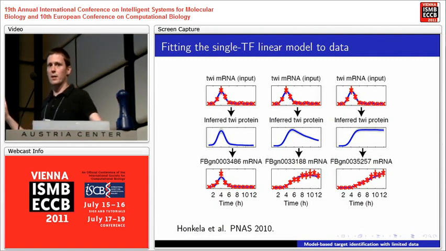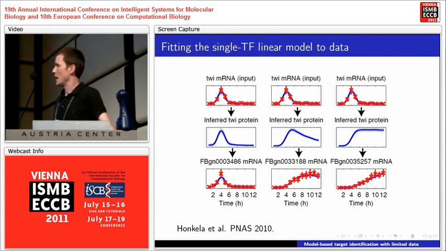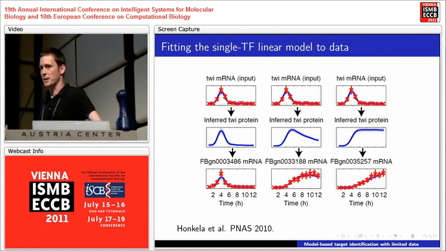Now, I'm assuming here that the rate limiting step is transcription of the transcription factor. I'm not going to talk about phosphorylation, but I'm going to mention that in my conclusions. So we're just assuming that the transcription factor is transcribed, translated, and then functions. And any phosphorylation that's going on isn't a rate limiting step. Okay, so this is fine, but it doesn't quite capture our biological knowledge that it's the same transcription factor in each case. And the inferred protein profile here is inconsistent for these different targets.